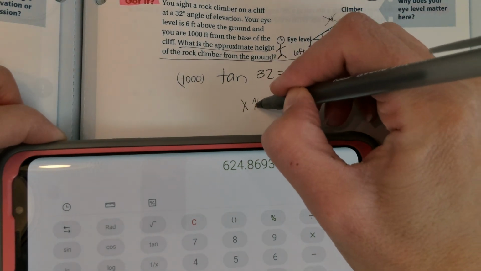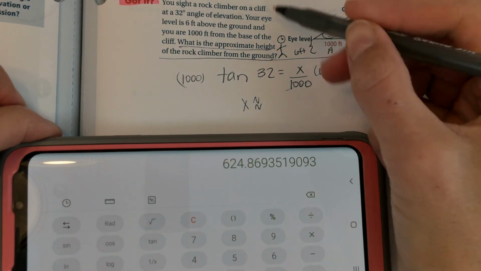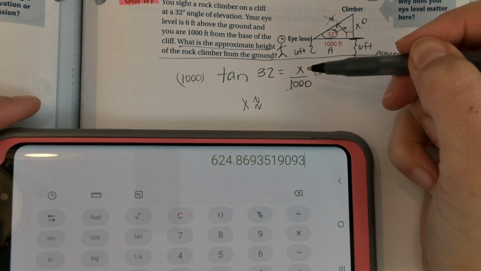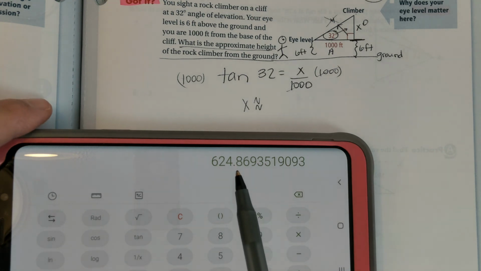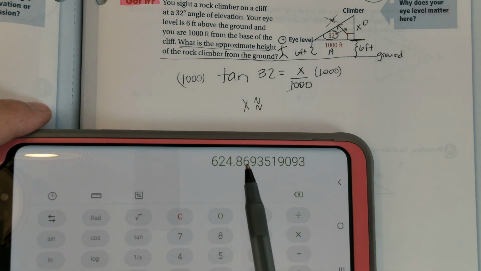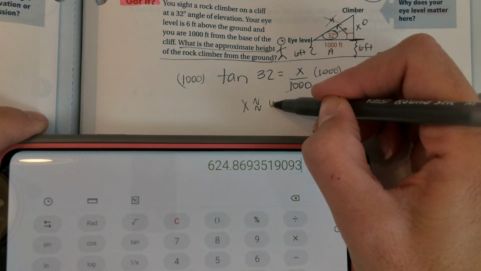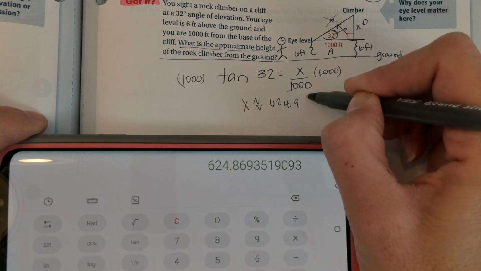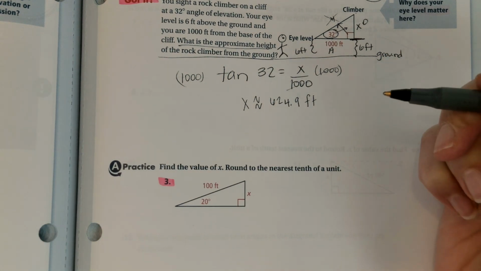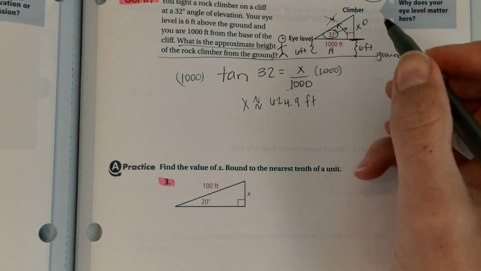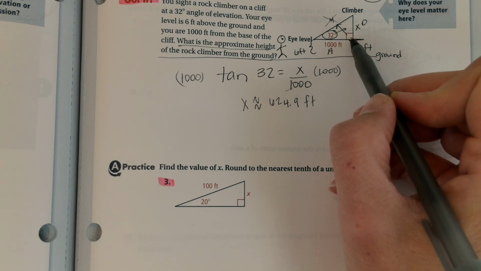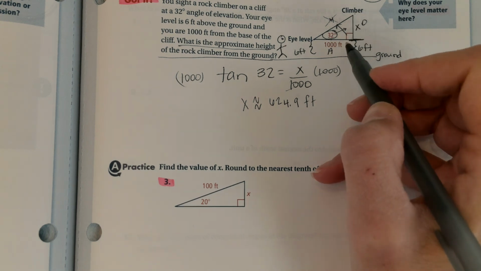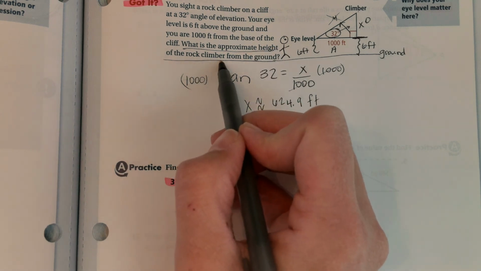X is approximately equal to, it doesn't say what to round to, so I'm just going to round to the tenths place. Approximately equal to 624.8. Look one to the right, it's a 6, so it rounds up. So 624.9 feet. I want to make sure that that makes sense for the situation. So if this is 1,000 feet from the base of the hill and then the climber's up 624, that makes sense. But it's asking what's the approximate height of the rock climber from the ground.